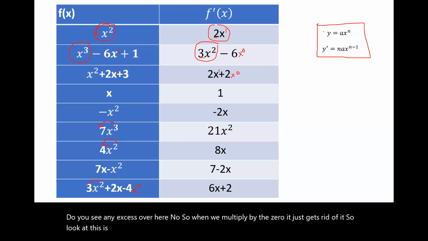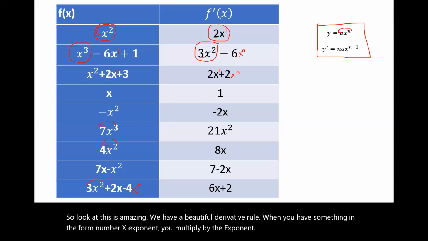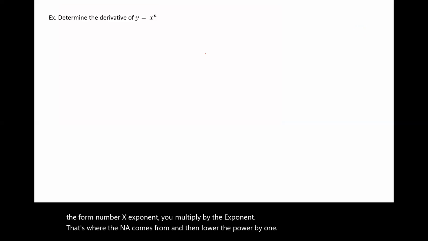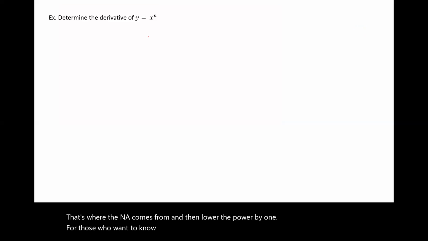We have a beautiful derivative rule. When you have something in the form number x exponent, you multiply by the exponent. That's where the n a comes from, and then lower the power by 1. For those who want to know why, watch this slide. If you don't care, go on to the next one so you understand how.